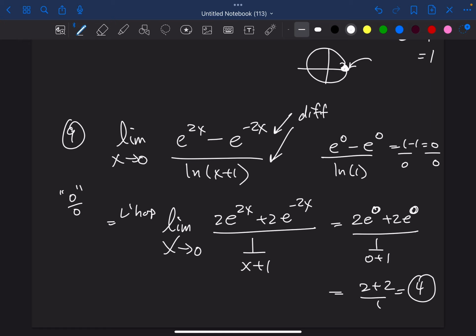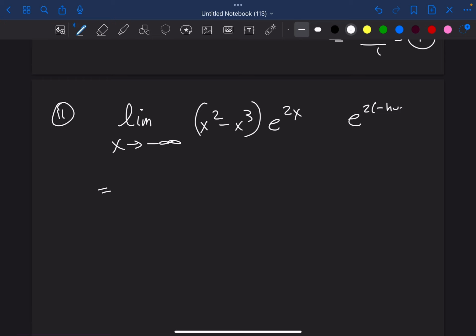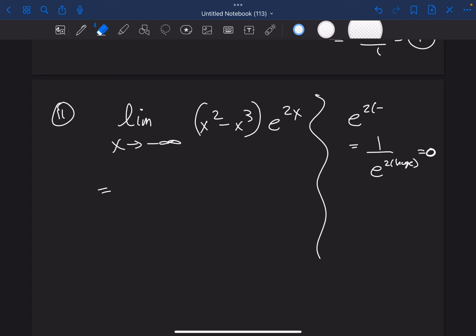Now let's look at number 11. We have the limit as x goes to negative infinity of (x squared minus x cubed) times e to the 2x. If you let x go to negative infinity, that's just ugly, right? E to the 2 negative huge is going to 1 over e to the 2 times huge, which is going to 0. You cannot plug in negative infinity, so that's why I'm saying negative huge.